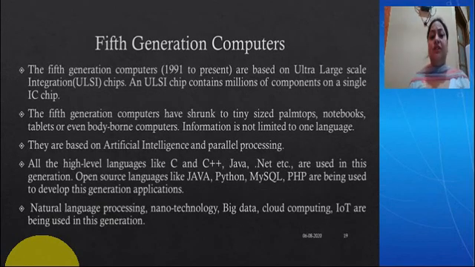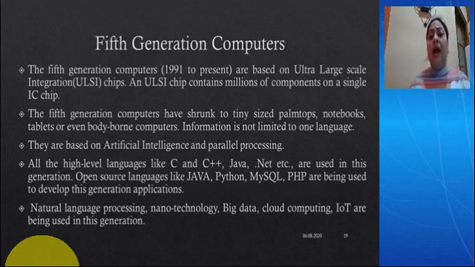The fifth generation computers. The fifth generation computers are based on ultra large scale integration, ULSI, chips, and a ULSI chip contains millions of components on a single integrated circuit chip. The fifth generation computers have shrunk to tiny sized palmtops, notebooks, tablets, or even body worn computers. Information is not limited to one language in the fifth generation computers. They are based on artificial intelligence and parallel processing.